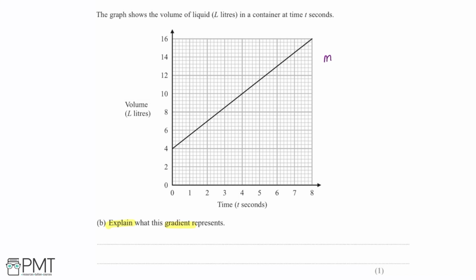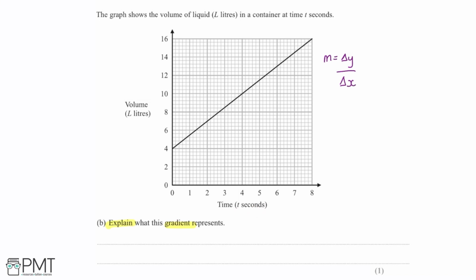So the gradient is equal to the change in y divided by the change in x, and we used that in part A. However, this time, instead of using numbers, I can just look at the words and the context. So the change in y is the change in volume of liquid in the container. Or if we want to look a little bit more closely, it's the change in the number of litres. And that's going to be divided by the change in x, so divided by the change in time or the change in the number of seconds.